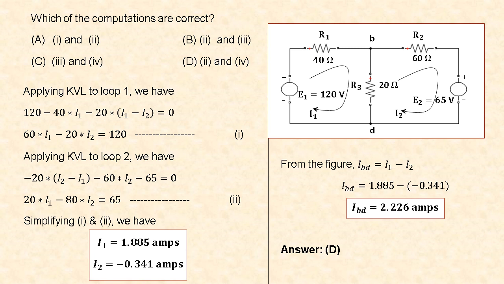Now, solving these two equations, we have I1 is equal to 1.885 amps and I2 is equal to minus 0.341 amps. From the figure, we can see that IBD is nothing but current through resistor 20 ohm, which is equal to I1 minus I2. So IBD is equal to 1.885 minus 0.341, which is equal to 2.226 amps. So here option D is correct.